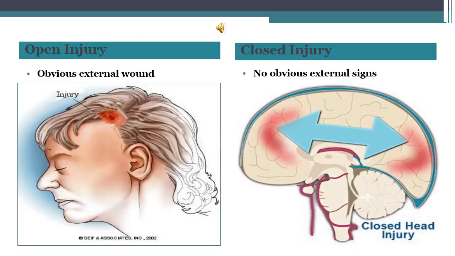This slide shows the difference between open injury and closed injury. In open injury, we can see an obvious external wound visible to the naked eye, while in closed injury there is no obvious external sign, and the main injury occurs internally within the brain substance. It can occur at the tissue level, at the cellular level, or at the intracellular level.